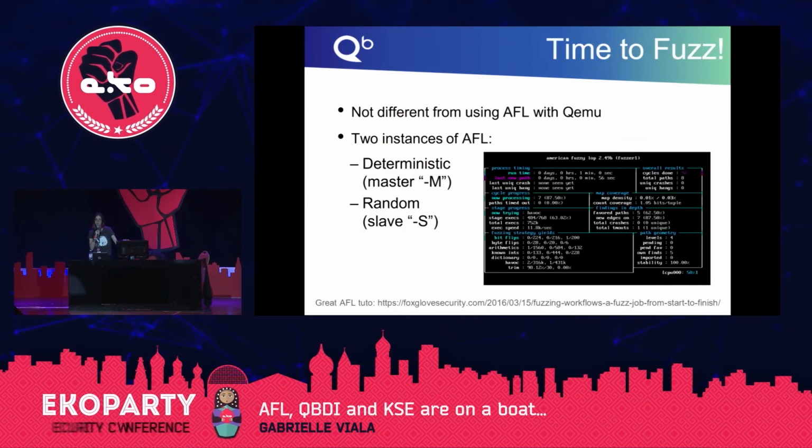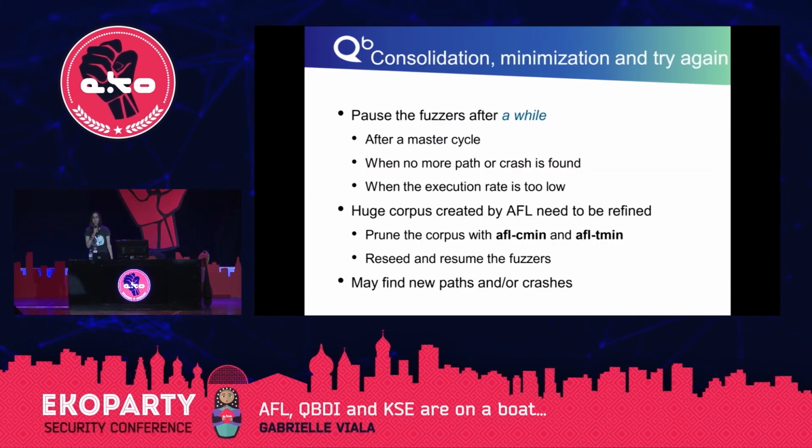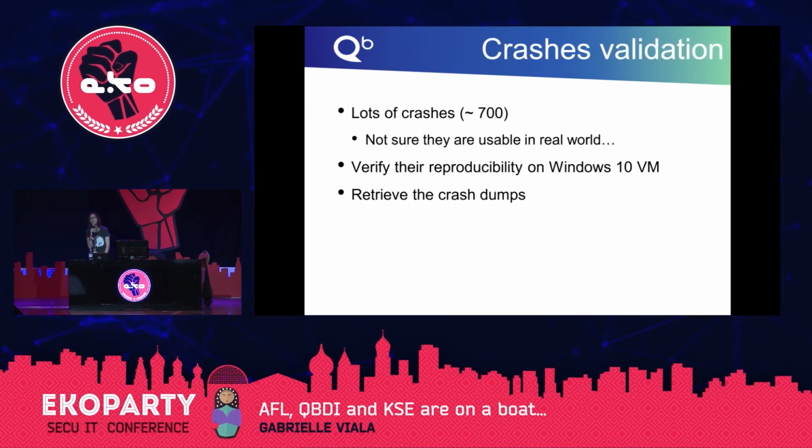So okay, you have your corpus. You can fuzz, and this part I won't really have the time to explain. Besides, it's not really different from using AFL with QEMU, so it's not really interesting. I just start my fuzzer, and at some point, it's better to stop the fuzzer to refine the corpus created by AFL. This way, you can remove very redundant and not really useful samples, and maybe optimize a bit to find new paths and crashes. So I let it run for something like 1 week.